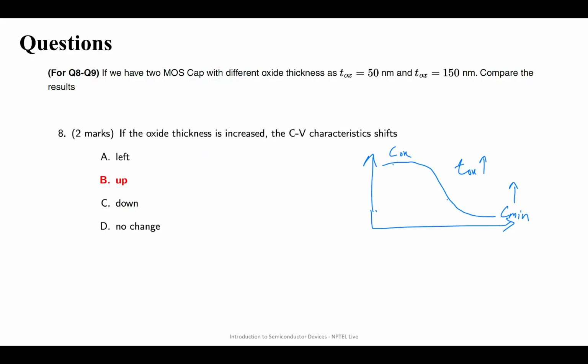That is wrong. Your CV characteristics will shift up, because as Tox increases, your Cmin increases. So your CV will shift up.